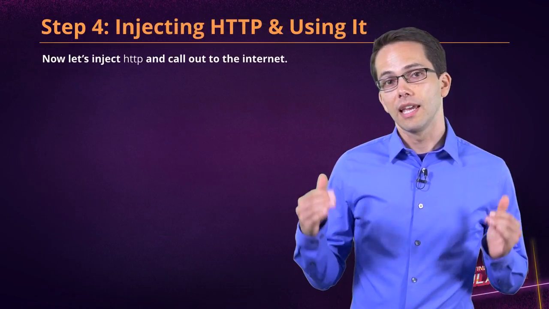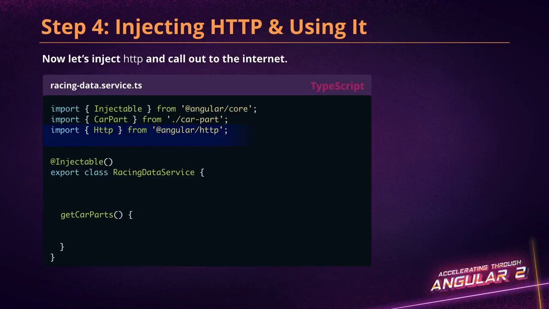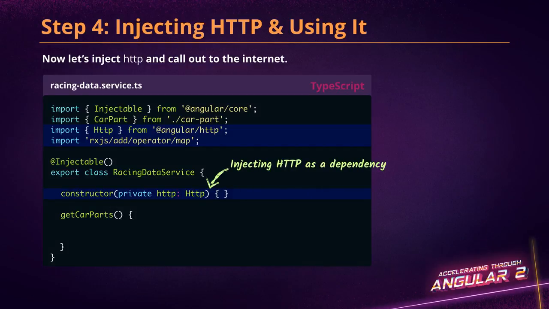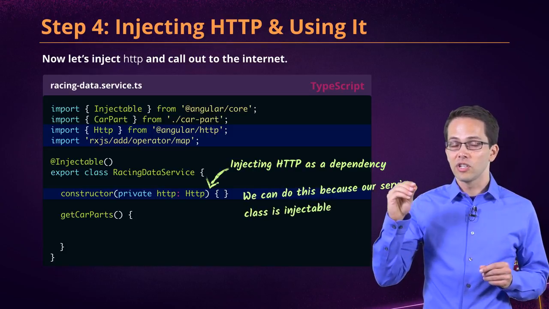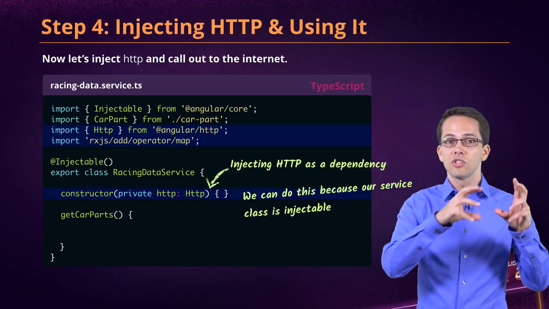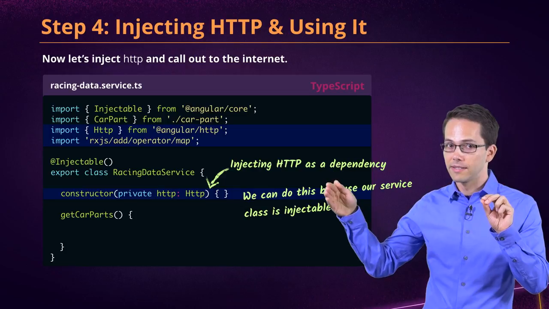Time to inject it and use it to call out to the internet. So first we need to import our HTTP library as well as a part of the ReactiveX library. We just need map in this case. Then we'll create a constructor so we can inject HTTP as a dependency. We can do this because our service class is injectable. If we weren't using the injectable decorator, then our service class couldn't have additional dependencies.